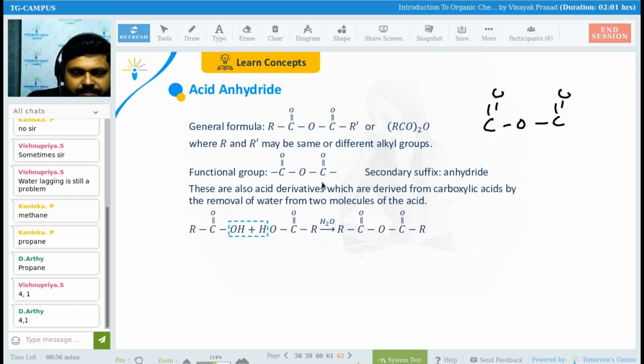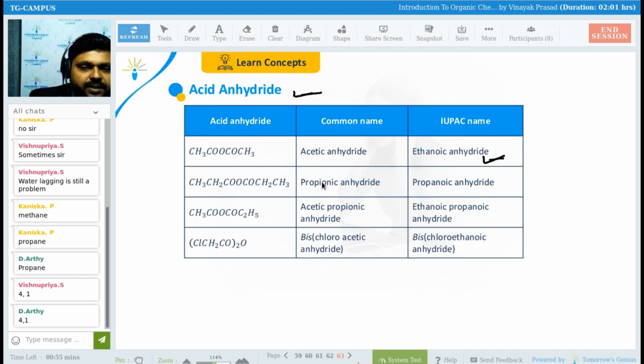Any problem till here? Any doubt? So it will be what? Ethanoic anhydride, propanoic anhydride, then again COC2H5 is there. It will be what? Ethanoic propanoic anhydride.